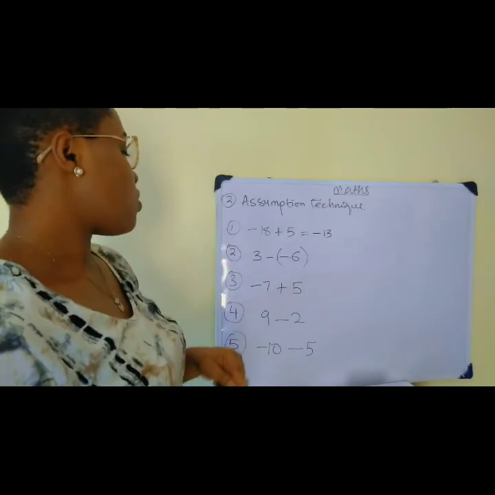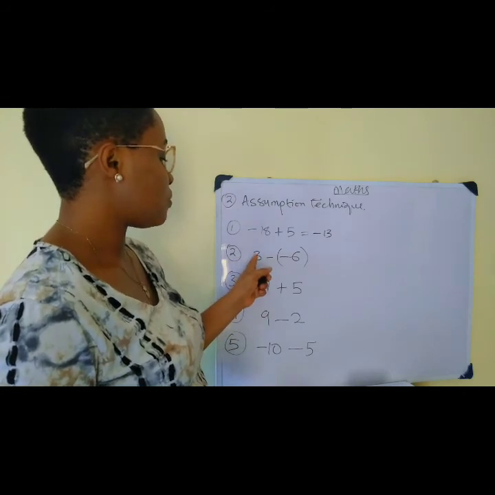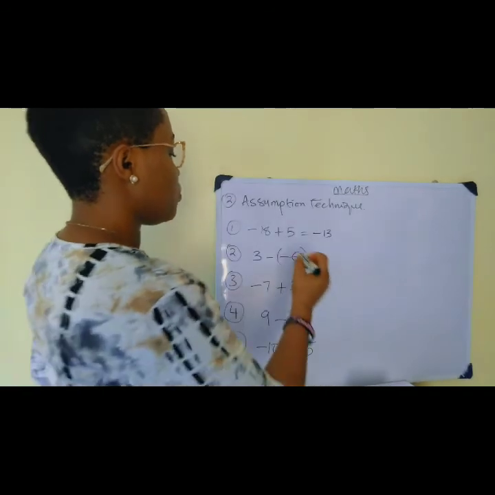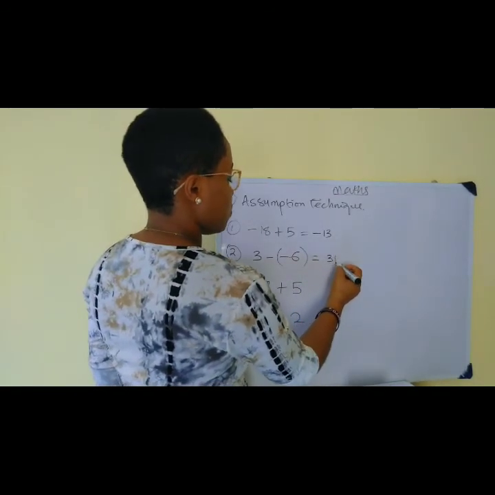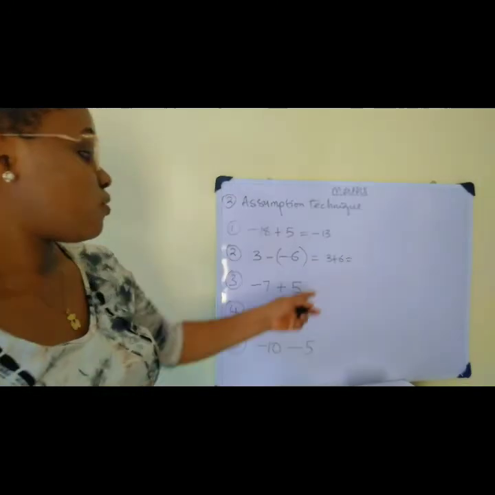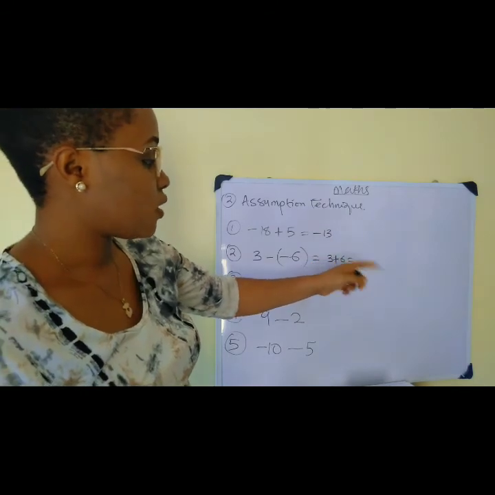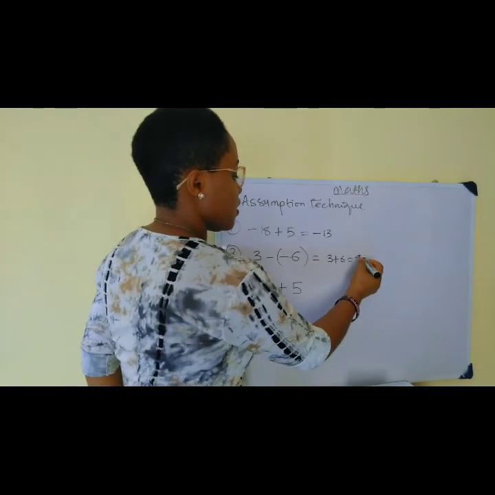Okay, the second one is positive 3 minus negative 6. So first of all, let's neutralize the sign. This is 3 plus 6. That means you have 3 and someone is giving you another 6. So all you have to do is add it together. You add it together, you get 9.